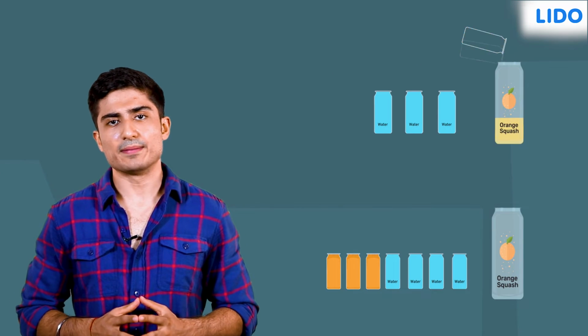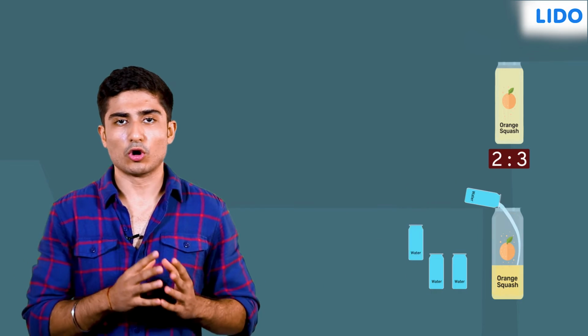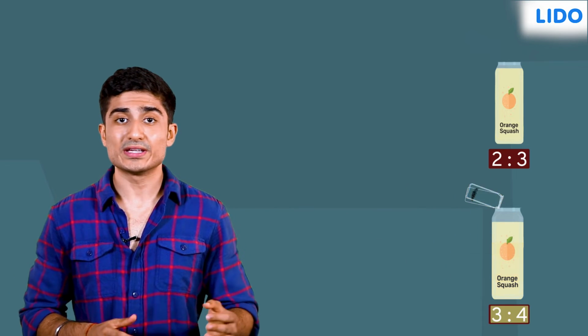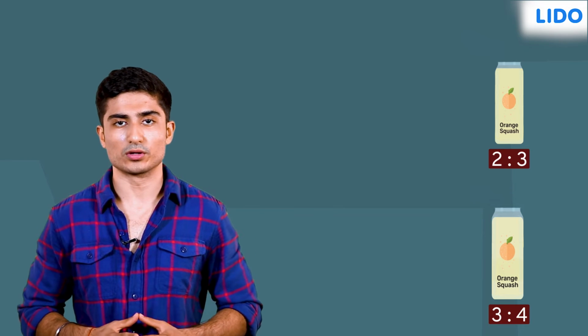Now, I decided to mix the squash and water in different ratios. In the first jar, I mixed the orange squash and water in the ratio 2:3. So for every 2 parts of the squash, I must add 3 parts of water. In the second jar, I mixed orange squash and water in the ratio 3:4. So for every 3 parts of squash, we must add 4 parts of water.